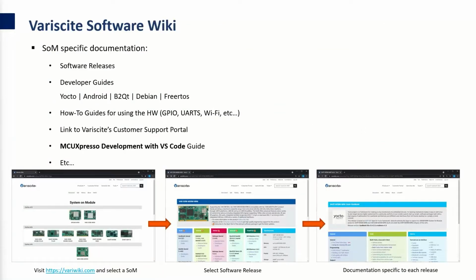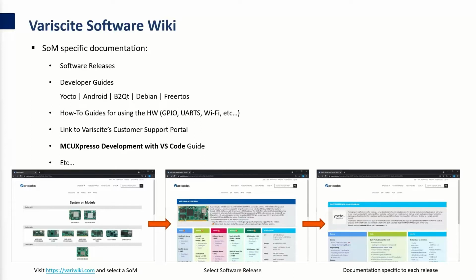And as I mentioned, Variscite also has a software wiki. On the software wiki, you'll find documentation that is specific to your SOM and the software release that you're using. We have developer guides for Yocto, Android, Ubuntu, Debian, and FreeRTOS. We have how-to guides that show how to use the hardware interfaces like GPIO, UARTs, Wi-Fi, Ethernet, etc. There's a link to Variscite's customer support portal. And we also have an MCUXpresso development with VS Code guide, where you'll find much of the documentation from this webinar.